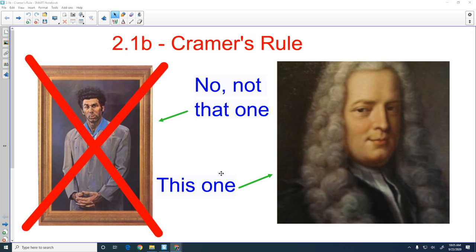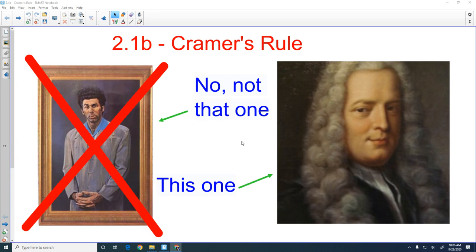Here we go. So today's lesson is something called Cramer's rule, named after a guy. Not this Cramer. You may recognize him from Seinfeld. Anyone ever heard of Seinfeld? I hope. Maybe. Anyways, it's not this guy. It is this dude, this older mathematician guy named Cramer. I don't know what his first name is.